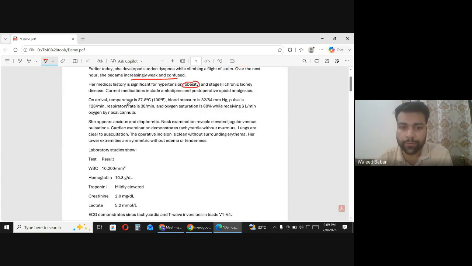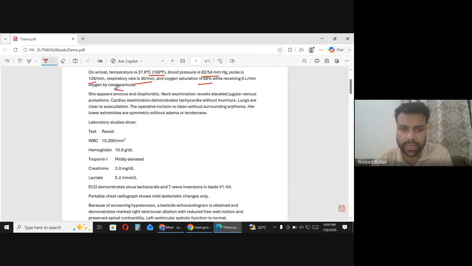On arrival, temperature is 100 degrees Fahrenheit, blood pressure is 82/54, pulse is 128, respiratory rate is 30, oxygen saturation is 88 on 6-liter oxygen. She appears anxious and diaphoretic. Neck examination reveals elevated jugular venous pulsations. The cardiac examination demonstrates tachycardia without murmurs. Lungs are clear to auscultation. Operative incision is clean without surrounding erythema. Her lower extremities are symmetric without edema or tenderness.